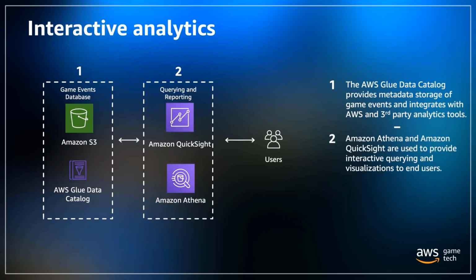And the second component is where we use services like Amazon Athena and Amazon QuickSight for the visualization and reporting part. So Amazon QuickSight is our business intelligence or BI service that allows us to create visualizations to get useful insights for our game so that our end users can pull value out of the data that they're collecting. And Amazon Athena is a serverless service that allows us to run SQL queries on data that we have sitting in S3 on an ad hoc basis.